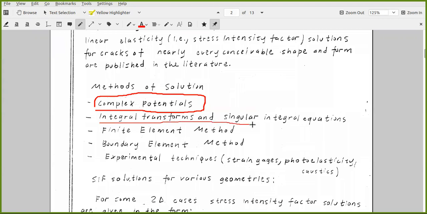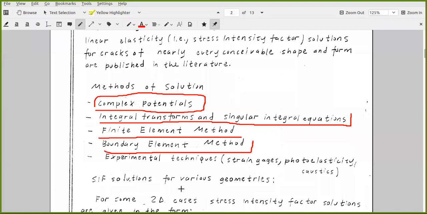Another effective method in solving crack problems, among analytical methods, is integral transforms or singular integral equations. Computational methods are most of the time used for complex geometries and loading conditions or material behavior. One of them is finite element methods. The other is boundary element methods. Experimental procedures are also available. Strain gauges. Strain gauge method is a basic method. There are some other advanced methods as well, like caustics, photoelasticity.